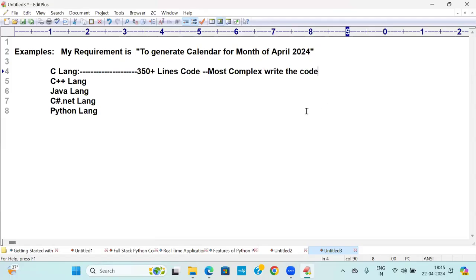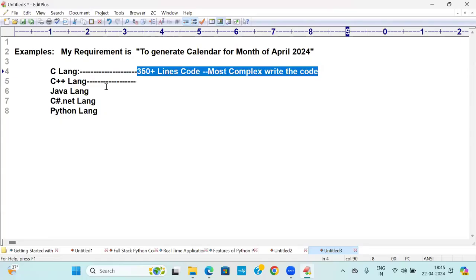Are you able to follow? Did you understand? Yes. So definitely writing 350 lines of code is almost a headache. More effort is required to keep going on the coding. Definitely students will feel more difficulty. If you come to C++ programming, it is almost similar, students.